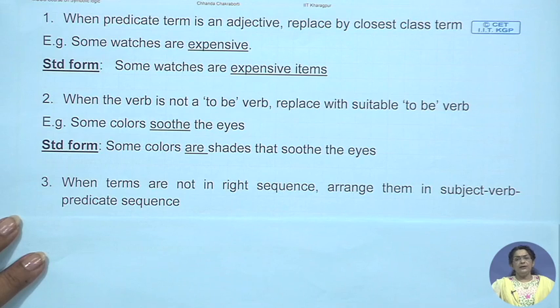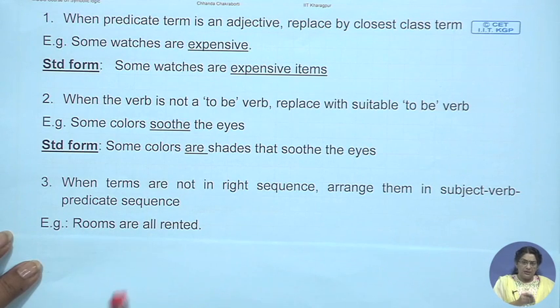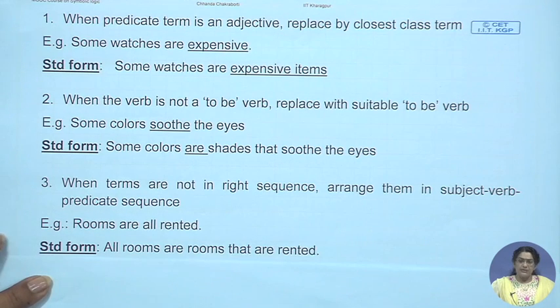Similarly, there might be propositions where the terms are not in the right order, because what we need, as I told you, is subject, verb, predicate, that kind of sequence, but you don't have that. Well, the easiest thing to do is to rearrange them in the proper sequence. So, for example, if you have "rooms are all rented," all we need to do is to arrange them in the proper way so that the quantity comes out, then the subject, then the verb, then the predicate. So, here is the standard form.